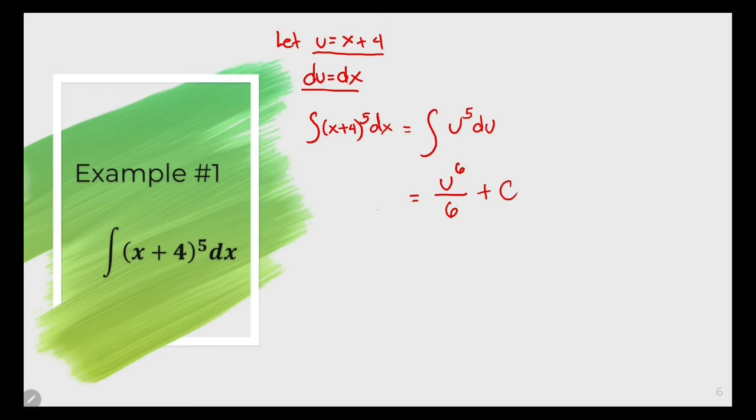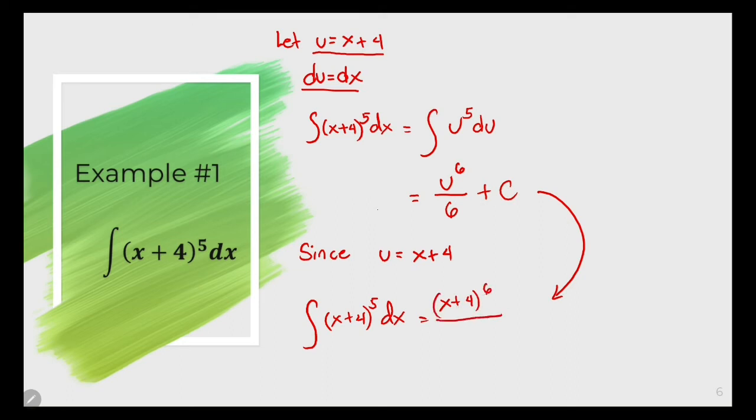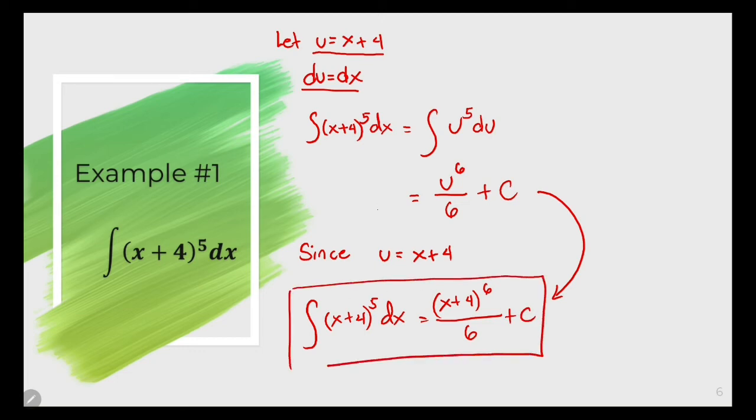Since our original function is not in the variable of u, we need to substitute it back in terms of x. Since u is equivalent to x plus 4, following our original function, the fifth power of x plus 4 dx is equivalent to x plus 4 to the power of 6 over 6 plus c. And this is now your final answer.